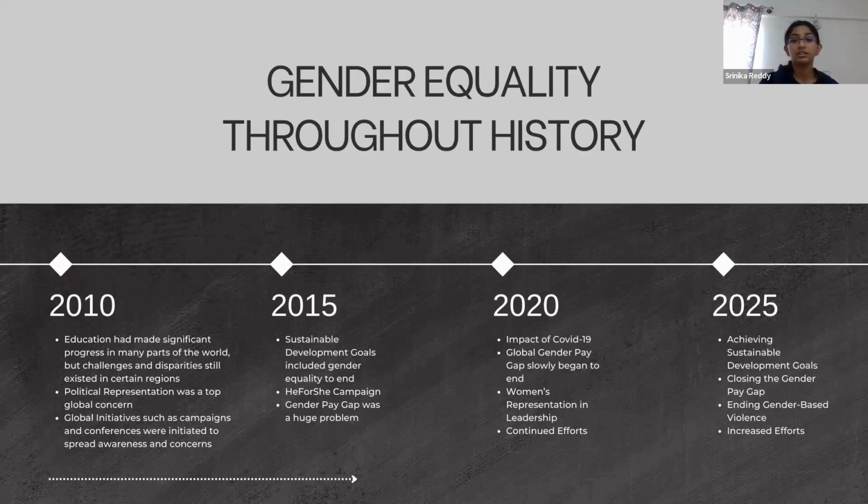In 2020, the impact of COVID-19 closed a lot of jobs. So during that time, both women and men decided to support each other, and that's when women empowerment started becoming a big thing. And in 2020, global gender pay gap slowly began to end. And in 2020, women's representation in leadership was continuing to grow. In 2025, we're going to increase our efforts in gender equality by achieving sustainable development goals, so basically gender equality, and closing the gender pay gap completely, as well as ending gender-based violence.